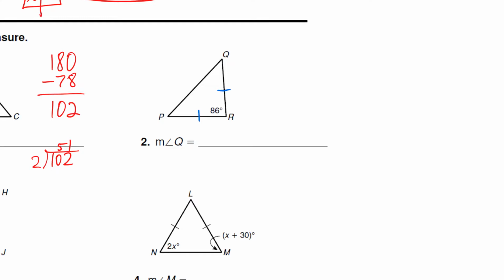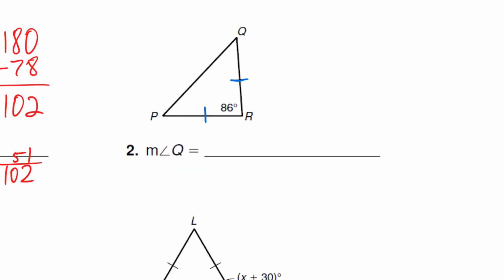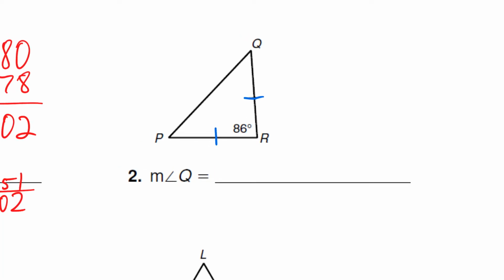So what am I going to do here? So we've done it that way. Let me show you another way to do this, okay? I don't know how big angle P is, so I'm just going to say it's x degrees. So if P is x, how big is angle Q? X. It's x also, right? They got to be equal.